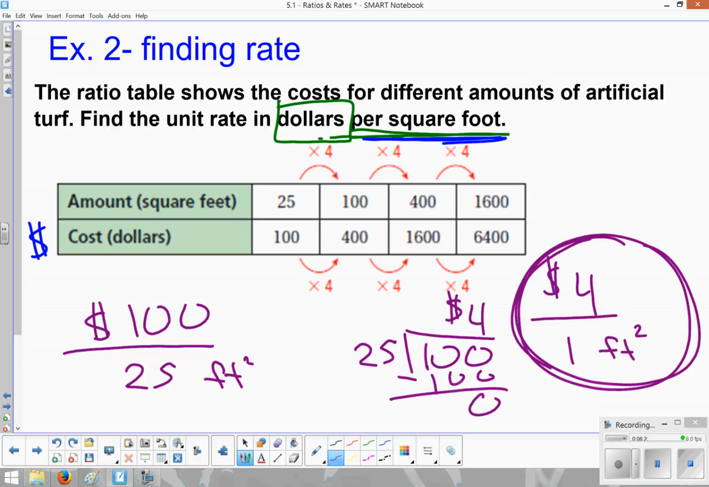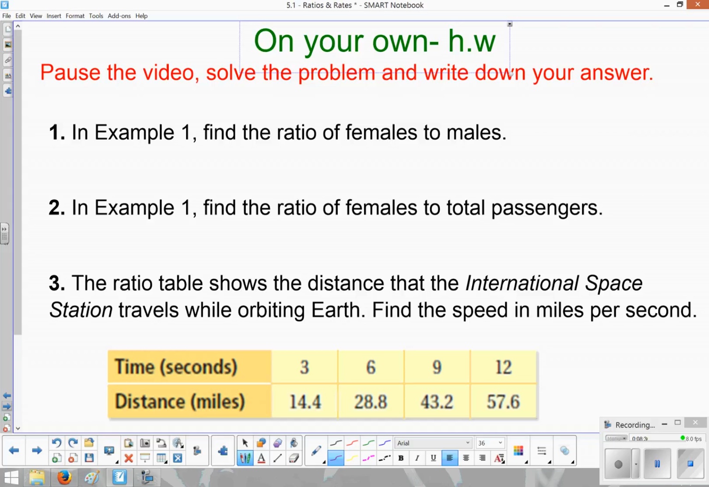If we wanted to figure out how much is 2 foot squared, we can just go ahead and double the $4. So 2 foot squared would be 8, and so forth and so forth. Do you see the pattern? Okay? All right. I would like for you now to take out a piece of paper and on your own, try examples 1, 2, and 3. They may be a little bit challenging, but if you have any questions on them, please feel free to ask me tomorrow in class. Pause the video, solve the problem, and write down your answers, please, on a separate sheet of paper.